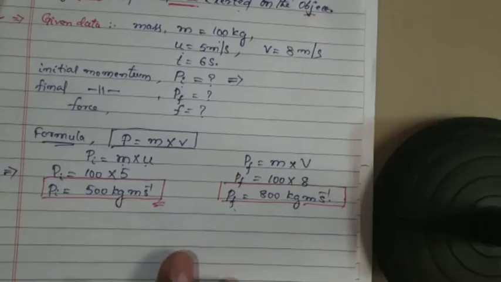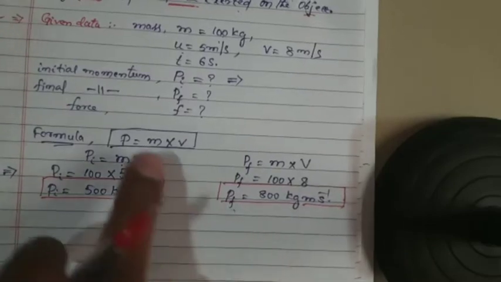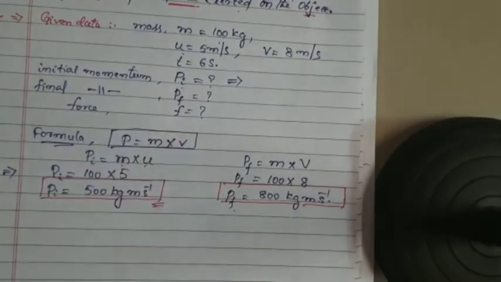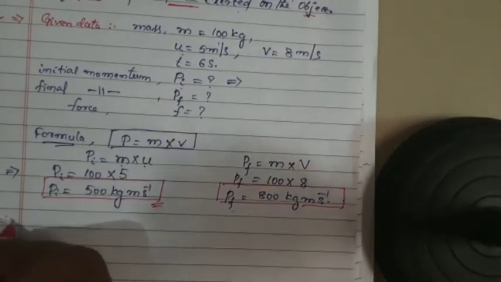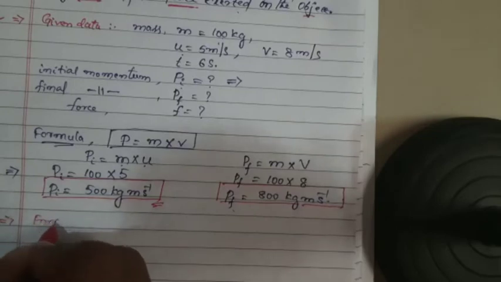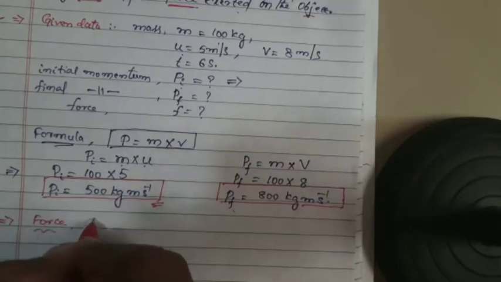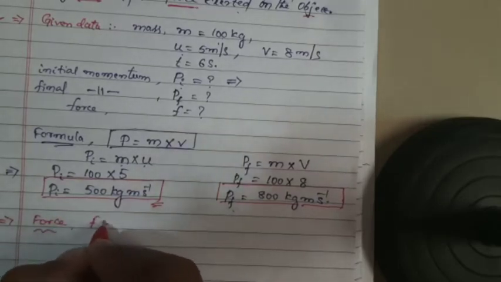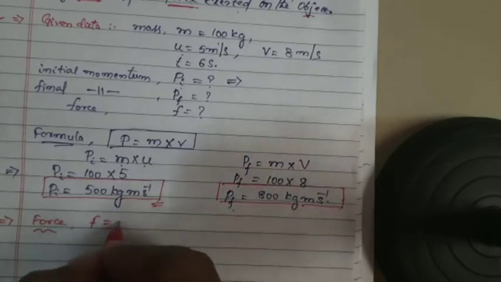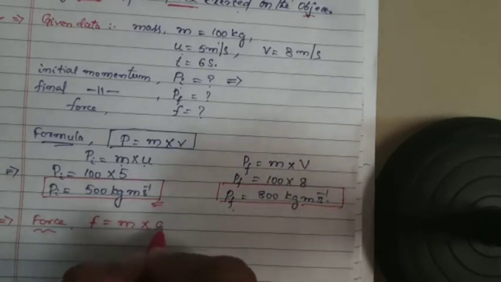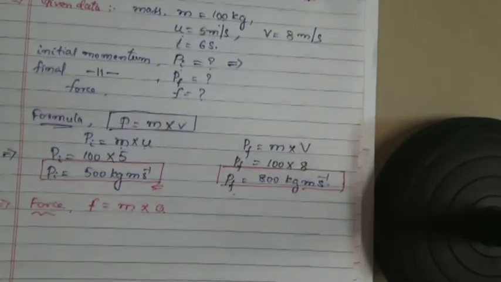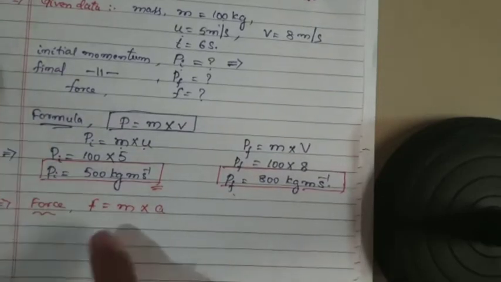So we have still not finished the problem. We still need to find the force, isn't it? Now to find the force, what is the formula from Newton's second law of motion? F is equal to mass into acceleration. Okay, so this is the formula.